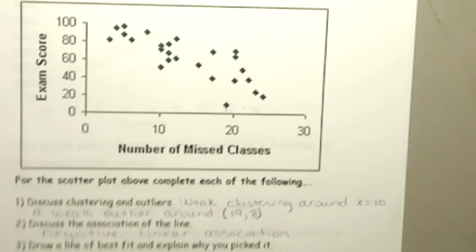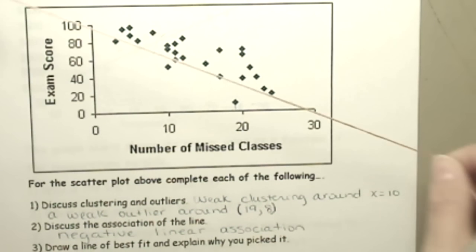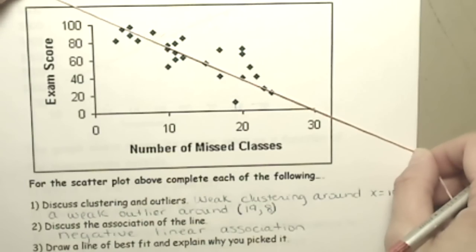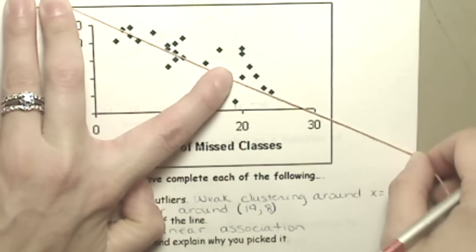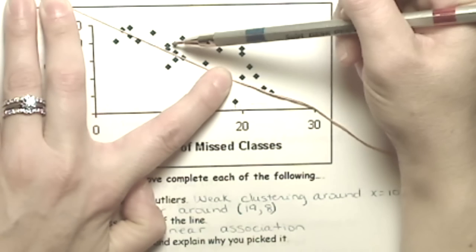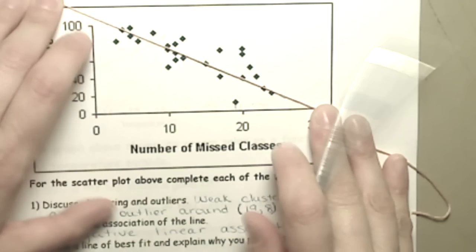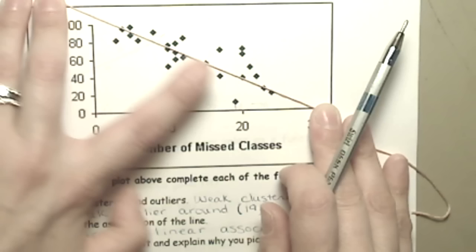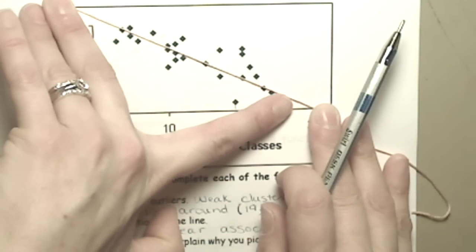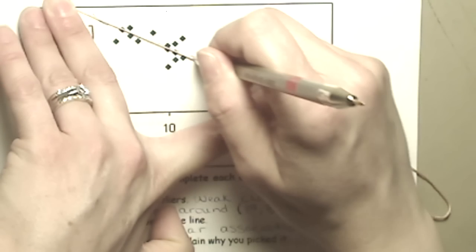Okay, the next part says to draw a line of best fit and explain why you picked it. We discussed in class how a line of best fit is a line in which you have about half the points above and about half the points below it. So I would say this was a decent line of best fit right here. If we count, I see about 10 points above it, and 8 points below it. So this would be somewhat of a linear pattern to the data through here.